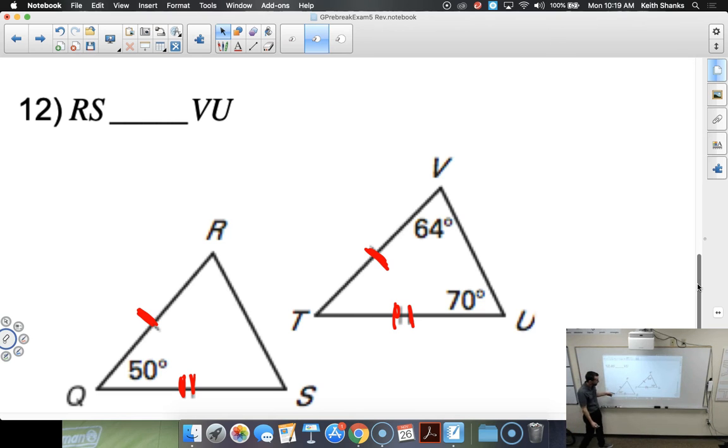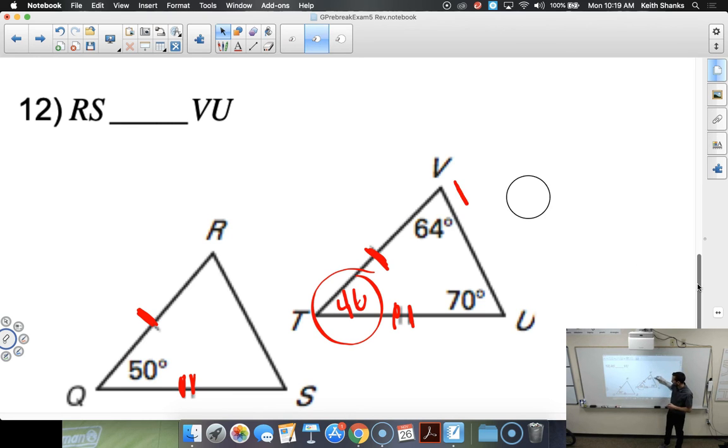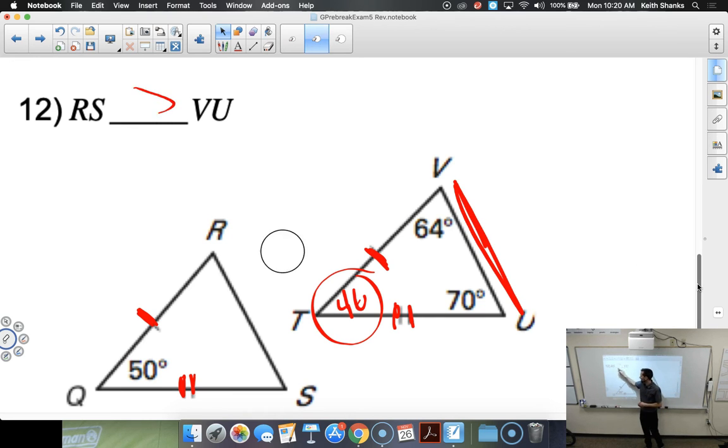Sides are the same. I've got 50 here. Over on this one, 70 plus 64 is 134. 180 minus 134 is 46. All right, so since this one is smaller, then this one must be. Yes. Okay?